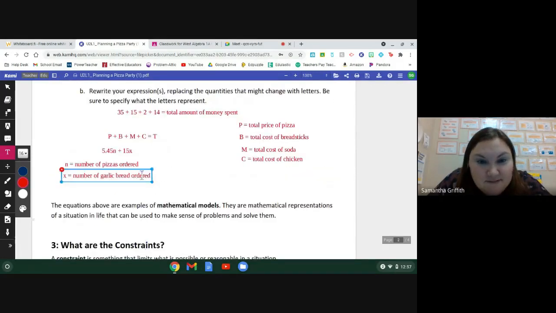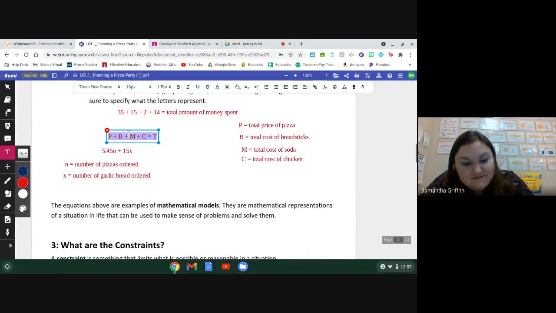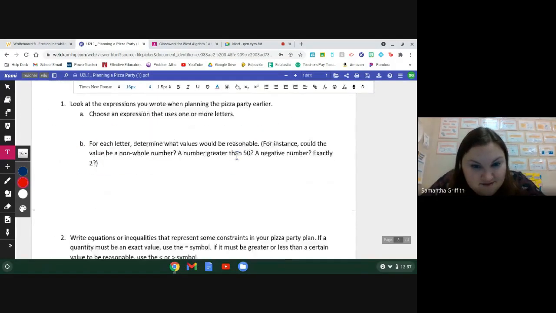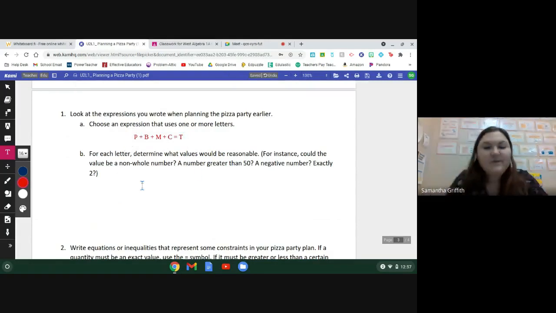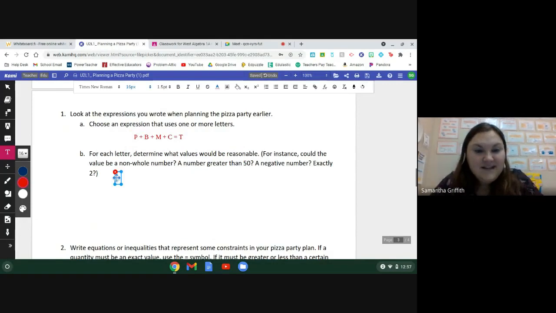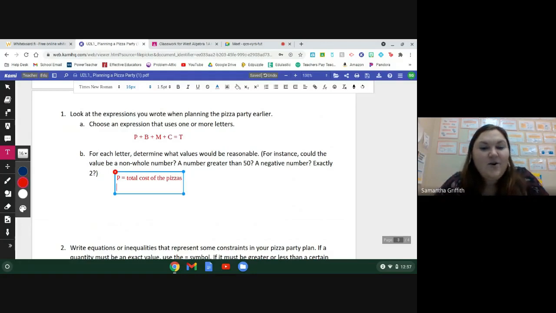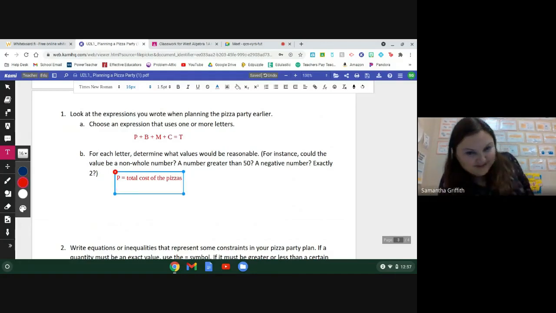I'm going to use this equation here. So this is the one we're choosing. Okay. So for each one of these variables, we want to determine what values could be reasonable. For P, we had said that P was the total cost of the pizzas. What values could be reasonable for P?